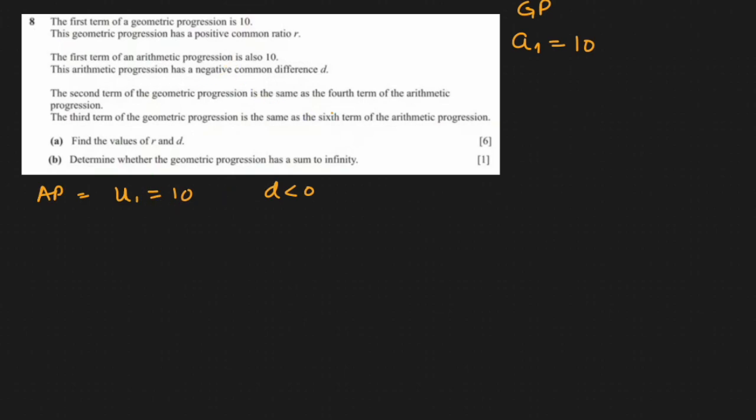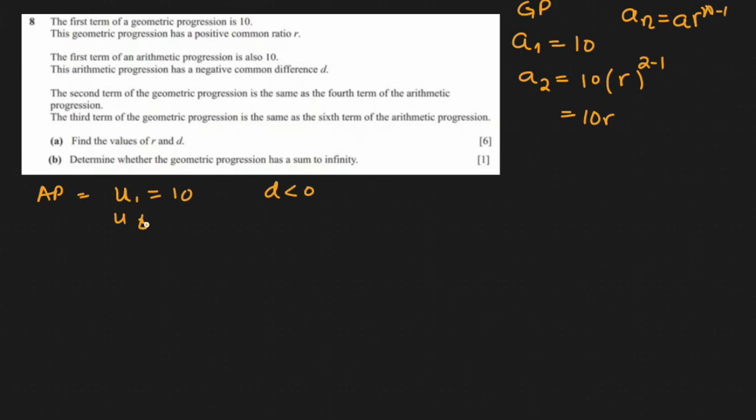The second term of the GP is the same as the fourth term of the arithmetic progression. Let's interpret this one first. The second term of the GP means A2. The formula for any term of a GP is An equals a r to the power n minus 1, right? a is 10. r is positive, they said, but 2 minus 1 will be the exponent because it's the second term. So 10r.